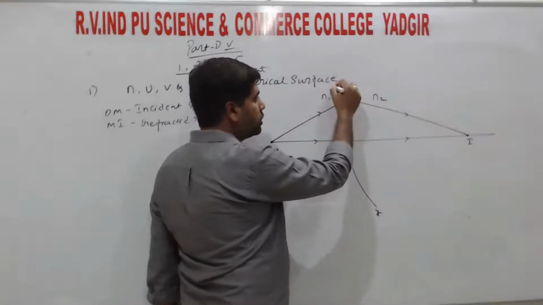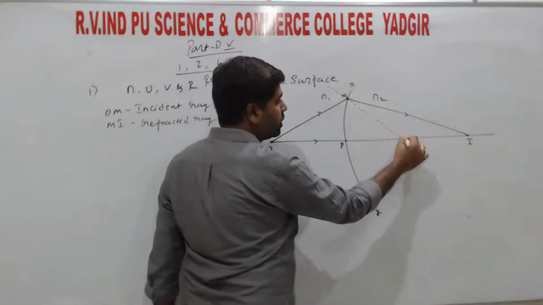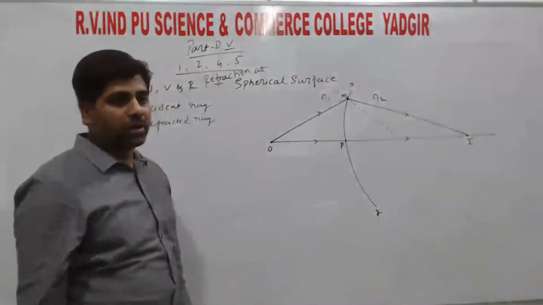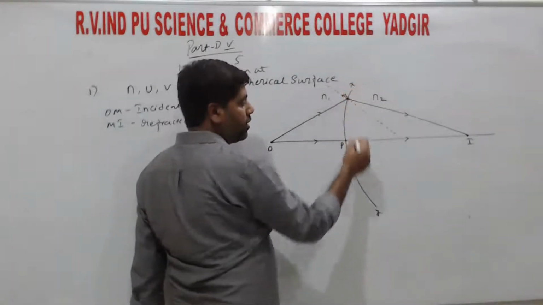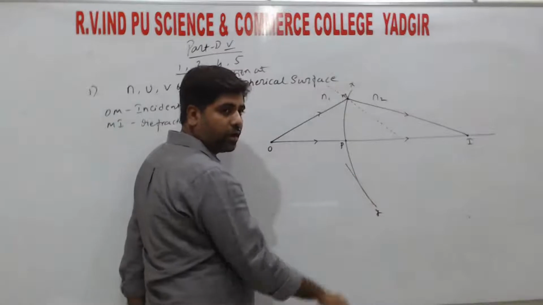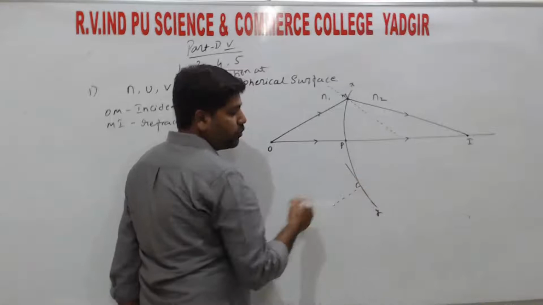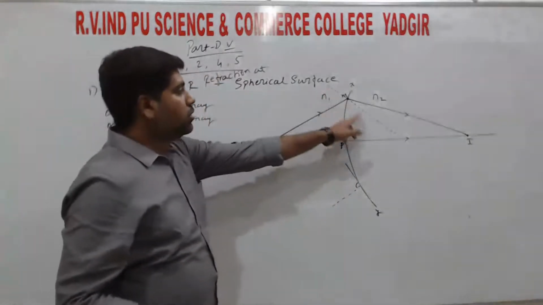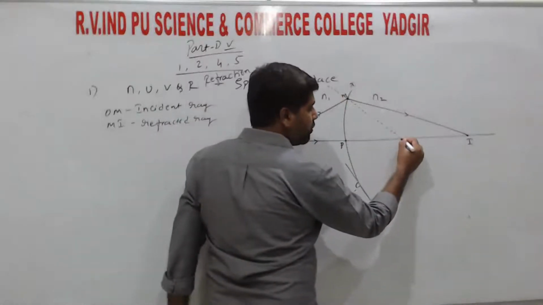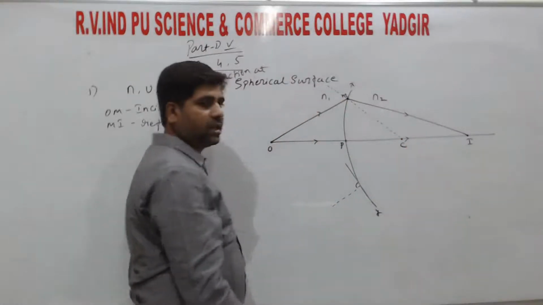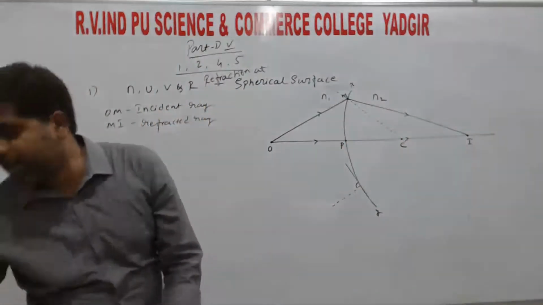Here we are going to draw the normal. Normal means we draw one tangent, and onto that tangent we draw one perpendicular. I have explained this in the regular class. So we draw a tangent at this point M, and the perpendicular line to this tangent is the normal line. This normal line always passes through the center of curvature. So this point is C.